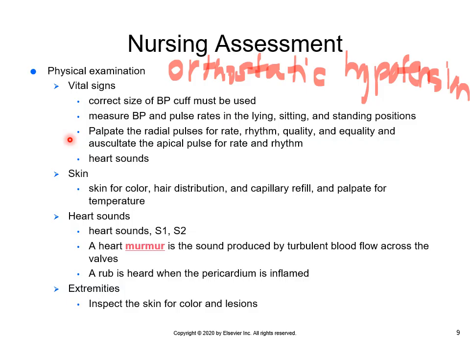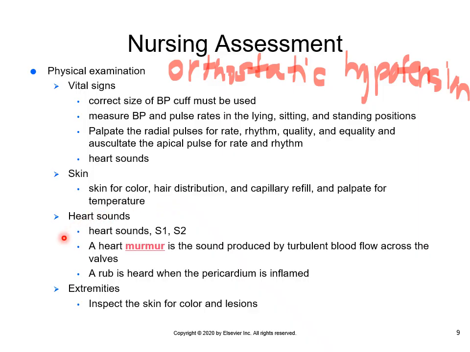Right, palpating the pulses, and then heart sounds. We did talk about skin for color, hair distribution, and capillary refill, and palpate for temperature. Again, the skin, when we assess it, we want a warm skin, but not hot and not warmer, right? A warm skin, dry skin. We don't want a moist and wet skin. And then capillary refill should be less than 3 seconds, and then hair distribution should be normal hair distribution.